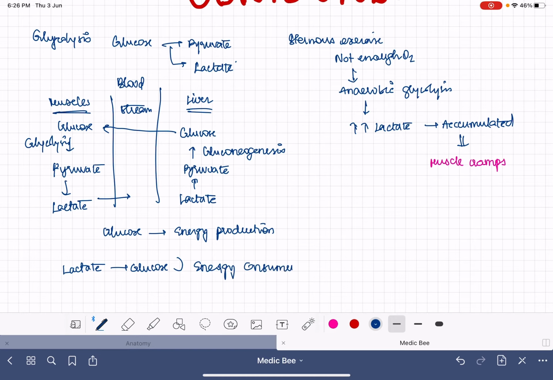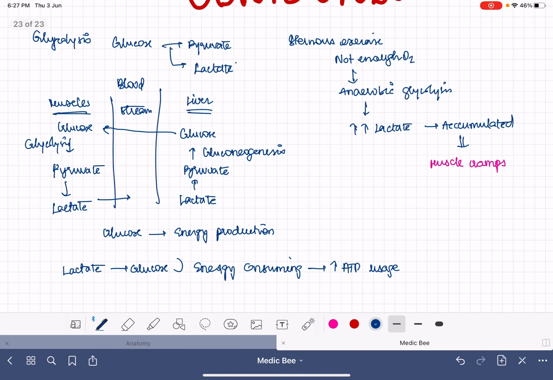First of all, because glycolysis is energy producing, the liver should be taking up glucose. So gluconeogenesis is actually an energy consuming process. There is a significant amount of ATP that is getting used. ATP usage is increased to a very high level, and this will send a signal to the brain that since so much more ATP is required, the body will try to increase the oxygen input.